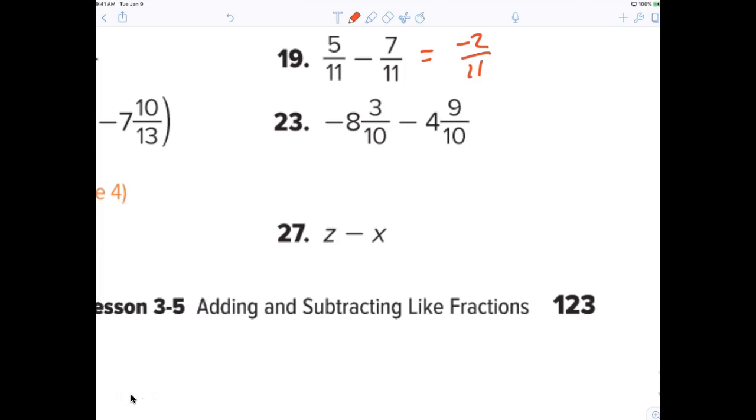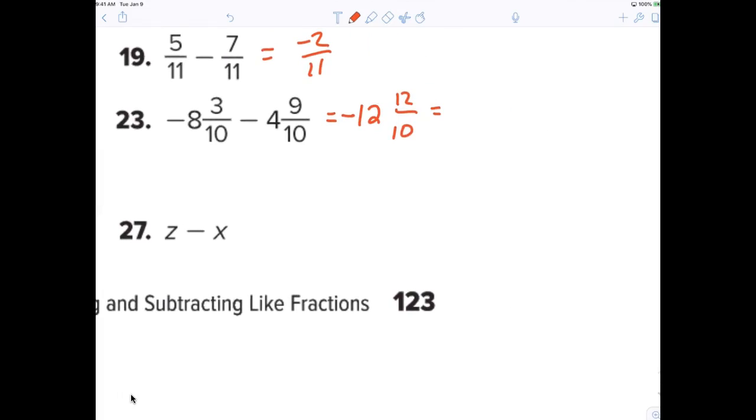Negative 8 minus 4, so we're basically just adding them together. So 8 plus 4 is 12. And 9 plus 3 is 12. So it's 12 and 12 over 10, negative. Very good. Okay, now let's reduce that. So it's 12 and 6 over 5. Yes, negative 12 and 6 over 5.